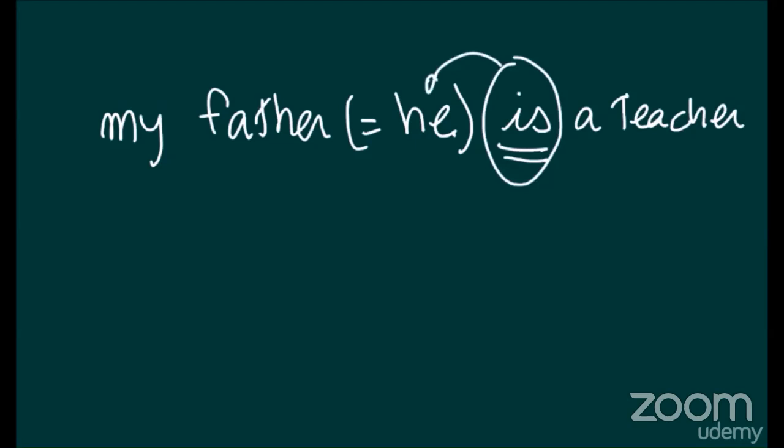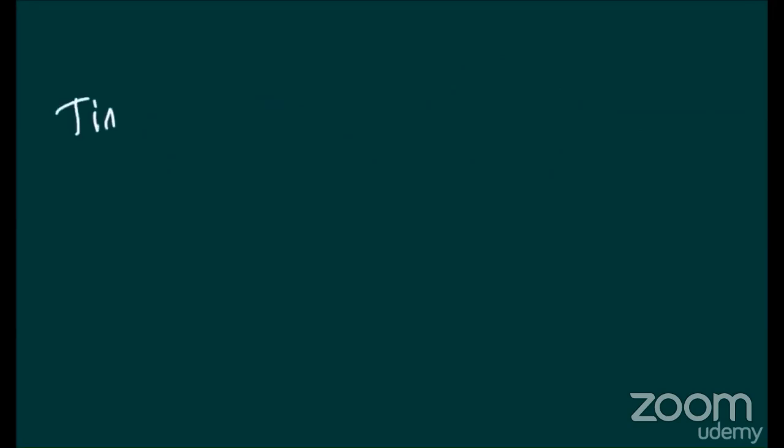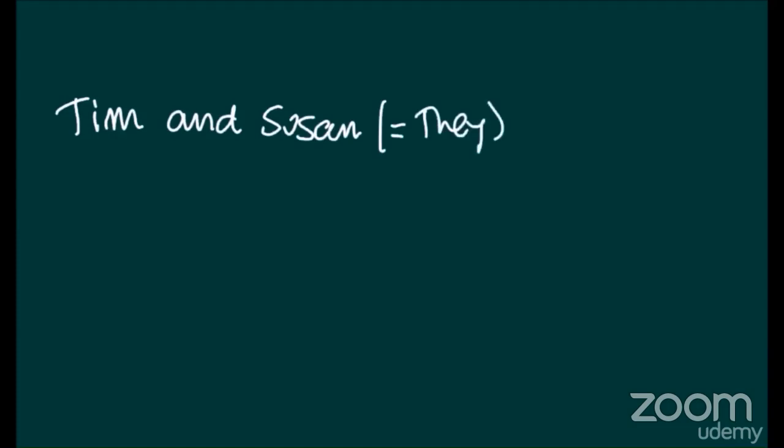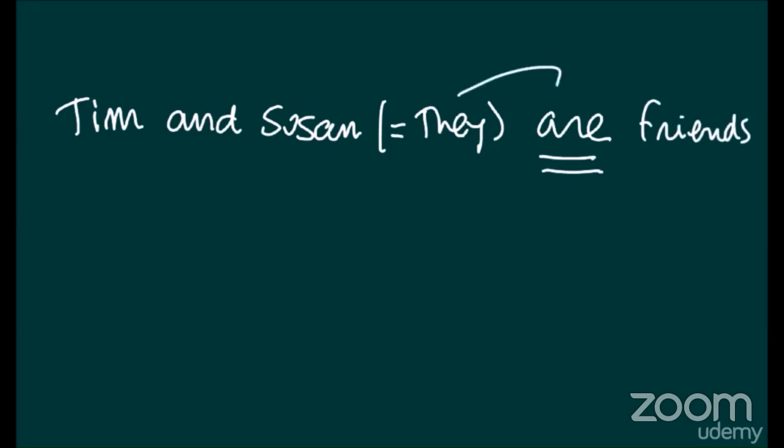Let's see another example. If we say Tim and Susan, then Tim and Susan is the same as they, because Tim and Susan are two people, then we use are for the verb to be. For example, Tim and Susan are friends. As you can see, we use are for the verb to be because the verb to be with the person they goes with are. Check the table in this lesson to learn some other important subjects to identify if they behave like a he, she, it, we, you, or they.